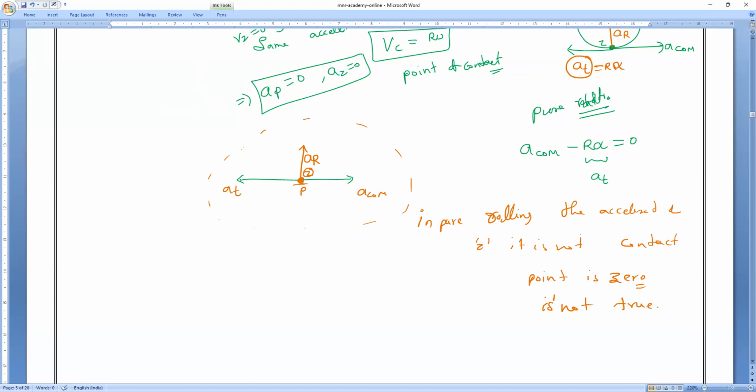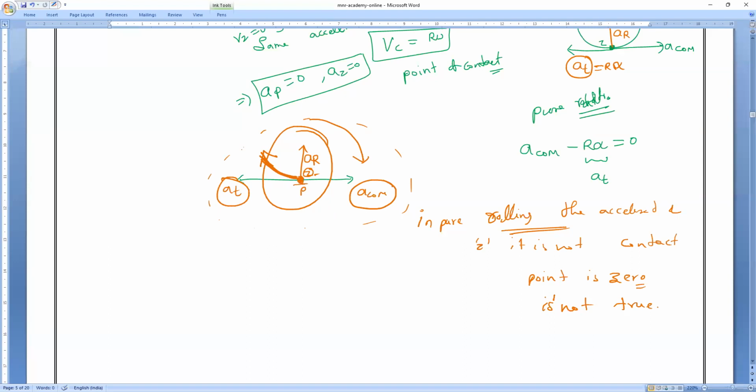Actually, the total acceleration of a point is not 0, because if it is rotating like this, then definitely the point Z will go in the upward direction. So the acceleration of this point is not 0. Do you understand? It is not true. Only this tangential acceleration is equal to the acceleration of the center of mass. That is 0, not the entire particle. Please remember.